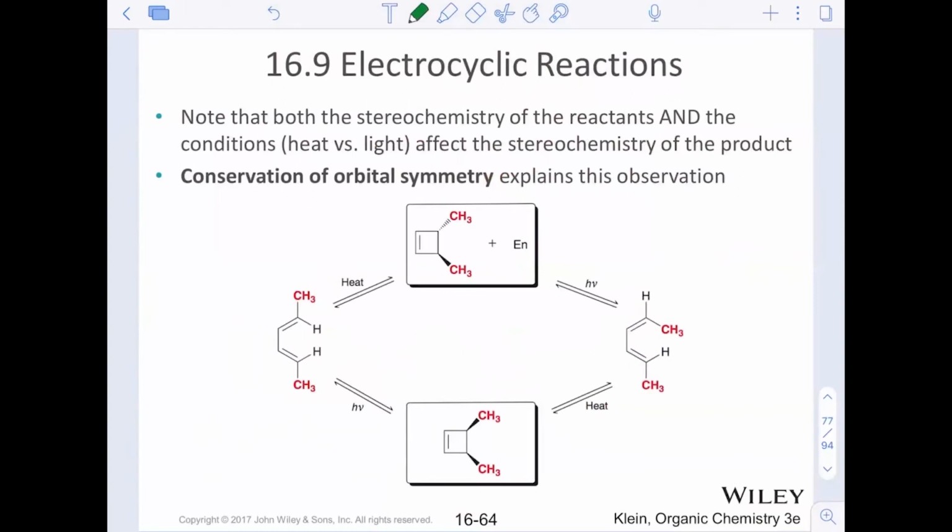Same thing, or same style, occurs for our 4-electron system, right? Conservation of orbital symmetry is the only way to explain this observation, okay? So when we're looking at orbital symmetry, we're going to be looking at the ground state, heat, ground state HOMO, to understand what happens to those substituents. When we use light, we are going to look at the excited state HOMO, the previous LUMO, all right?